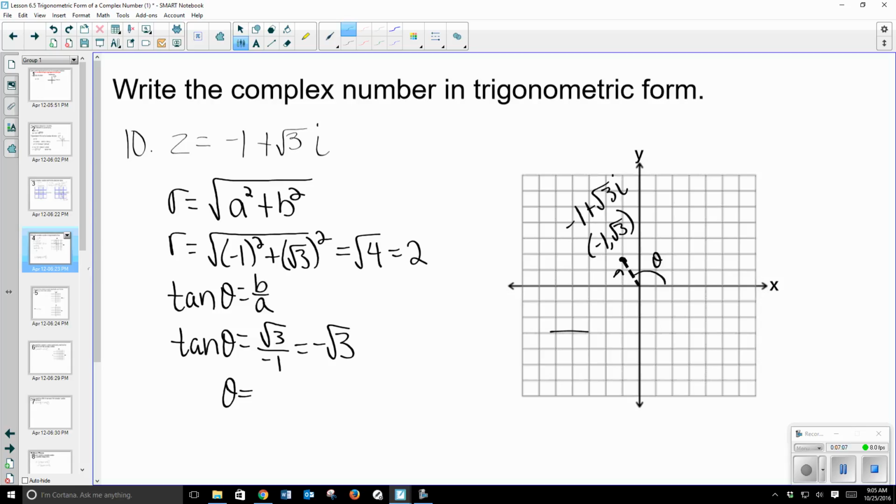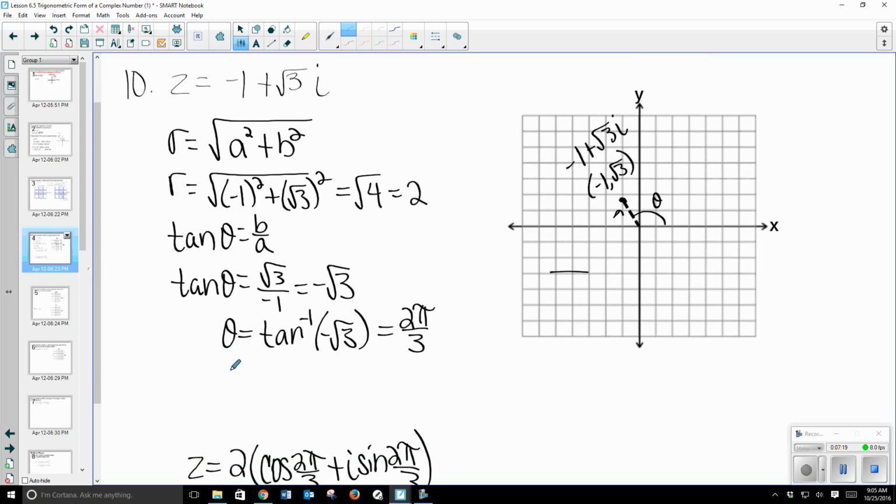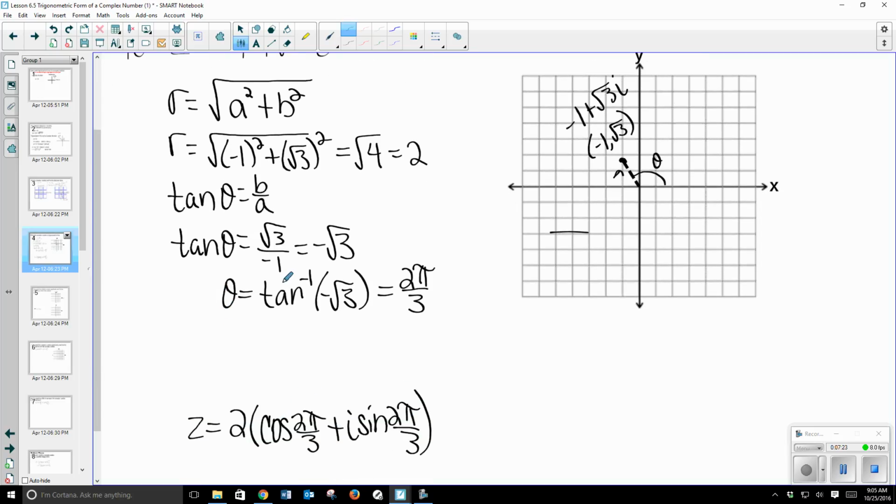so theta is equal to tangent inverse of negative root 3, which is 2 pi over 3. And that's the way you write it. I didn't realize I had left that on there, so there you go.